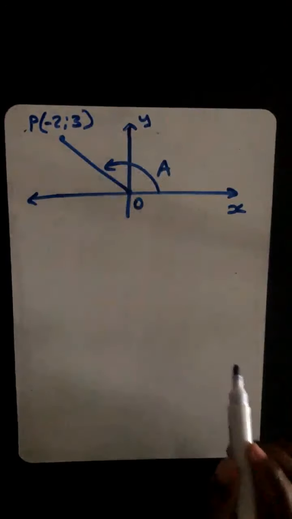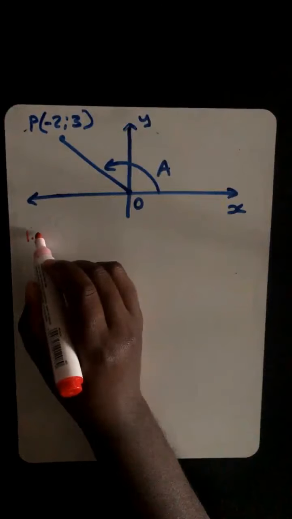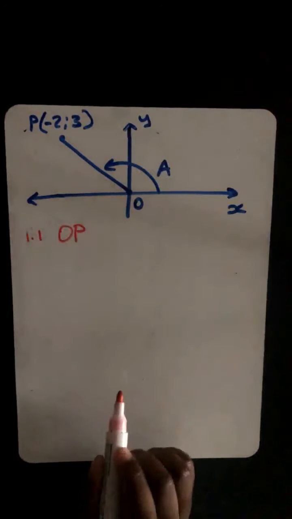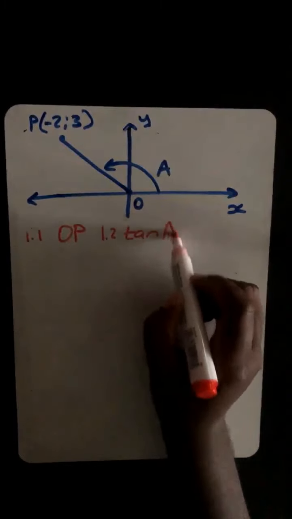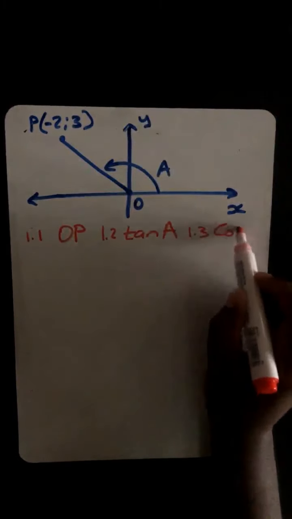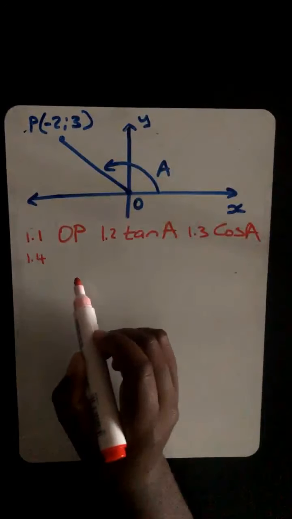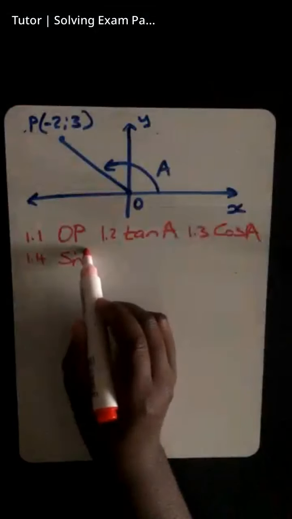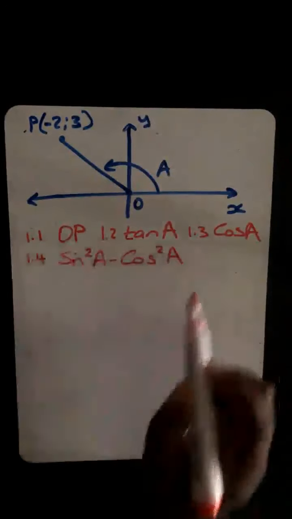So this is that diagram. They said without using a calculator, use the figure to calculate the following. The first thing that they want you to calculate, 1.1, is OP. 1.2, they want you to calculate tan angle A. 1.3, they want you to calculate cos angle A. 1.4, they want you to calculate sine squared A minus cos squared A.